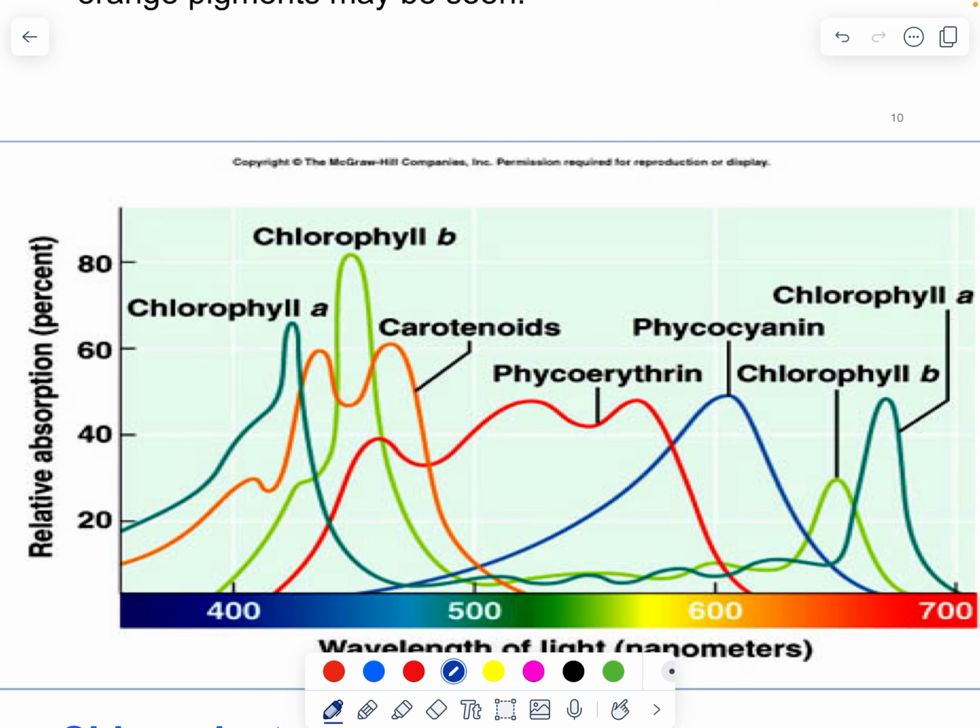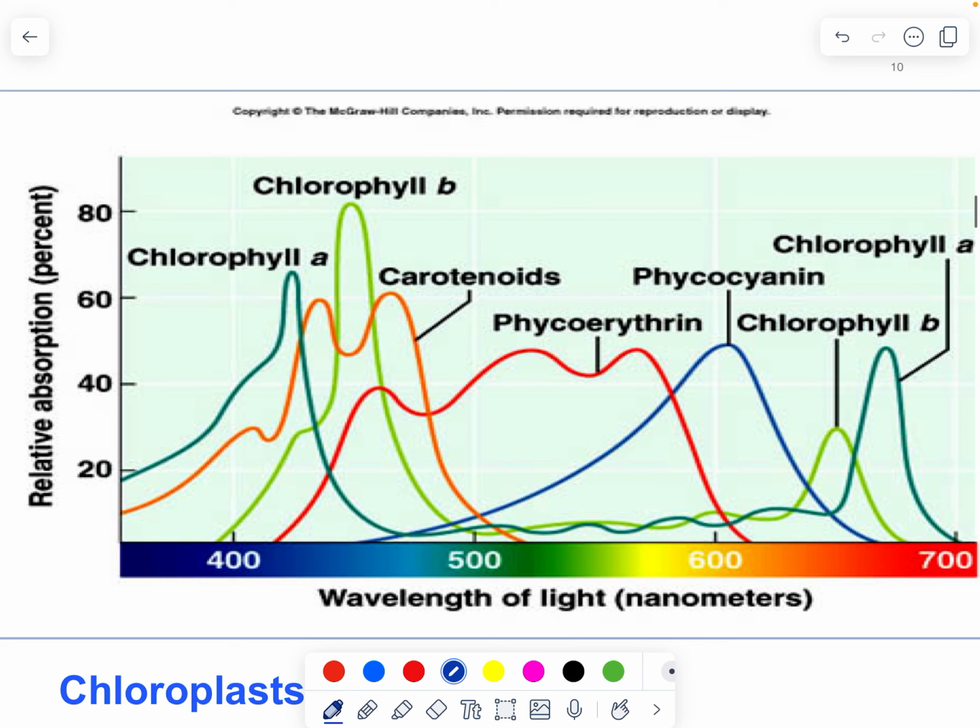So you can see right here, these are different pigments in plants, or in certain types of plants. The main ones, and the ones you really have to know about, are chlorophyll A, chlorophyll B, and knowing where they absorb. This graph will definitely be on a test or assessment.